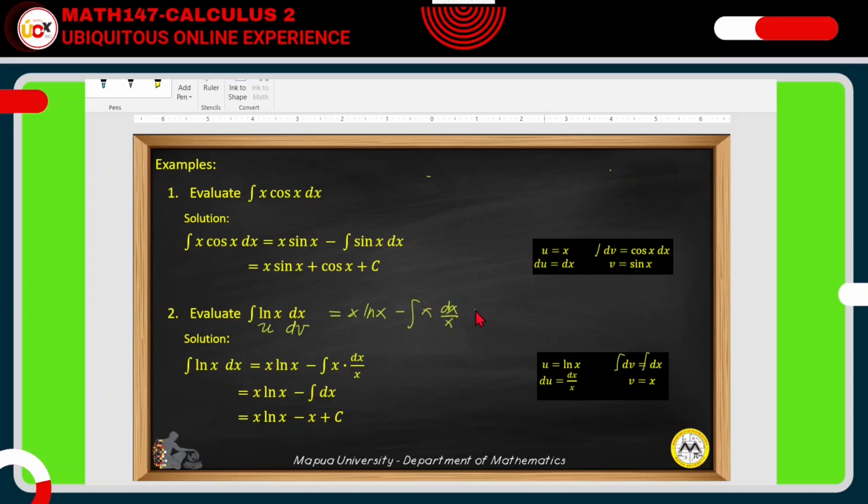Simplifying further, this can be written as x times the natural log of x minus, cancel this out, so you have the integral of dx. But the integral of dx is x. So you have minus x plus the constant. Therefore, the integral of the natural log of x dx is x natural log of x minus x plus the constant.